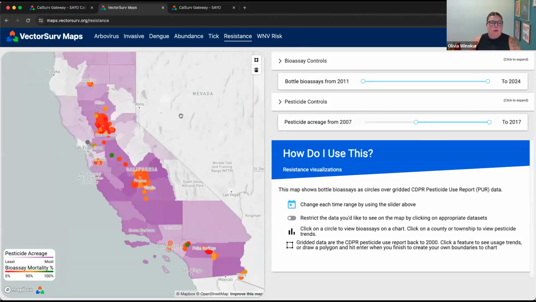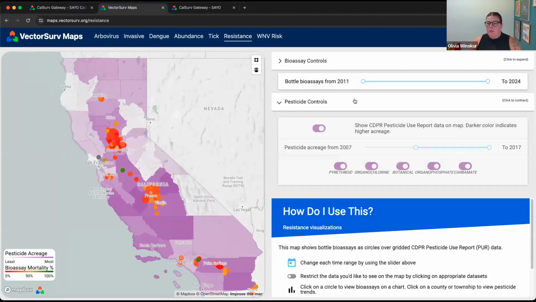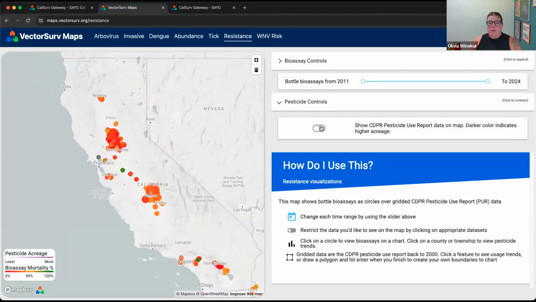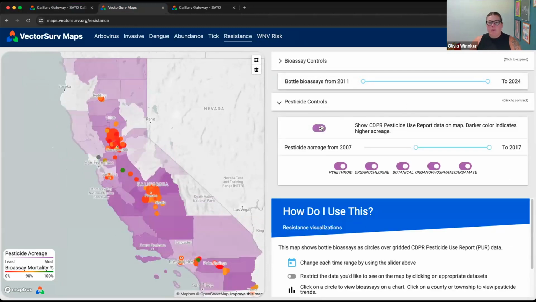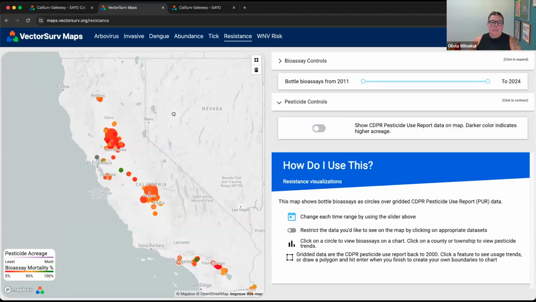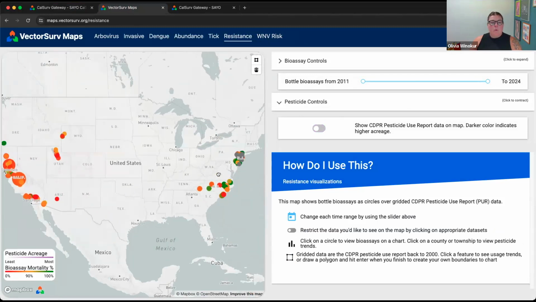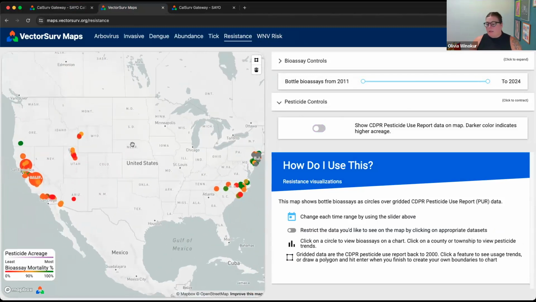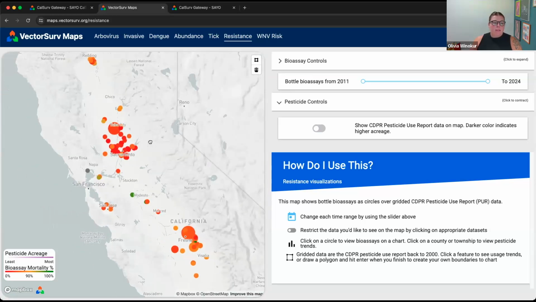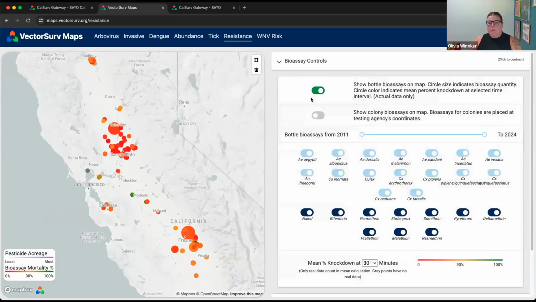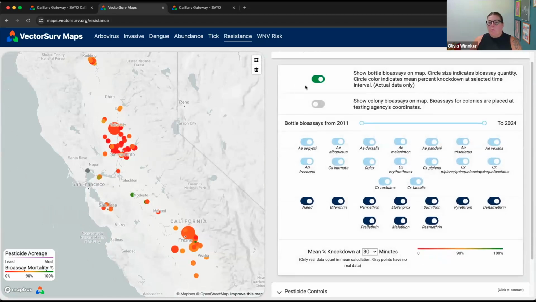There we go. Okay, so I'm gonna turn off these pesticide controls. This purple in California is showing pesticide use reports, but it doesn't exist in other states. So we're gonna turn that off. This map is showing us where bottle bioassays have been conducted or resistance testing in the US. And you can set controls here of what you want to look at.